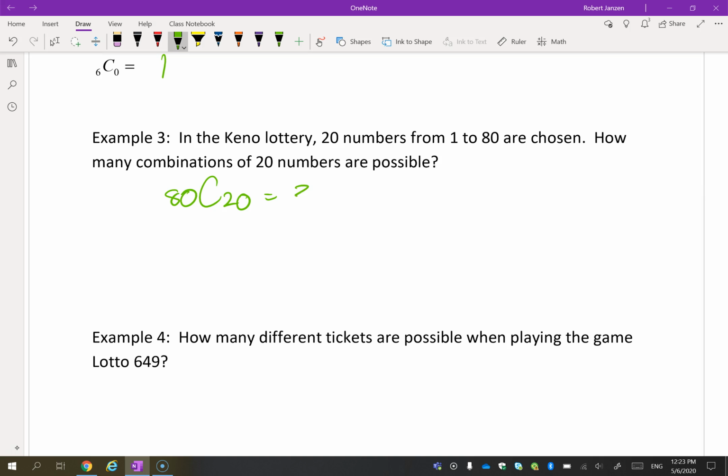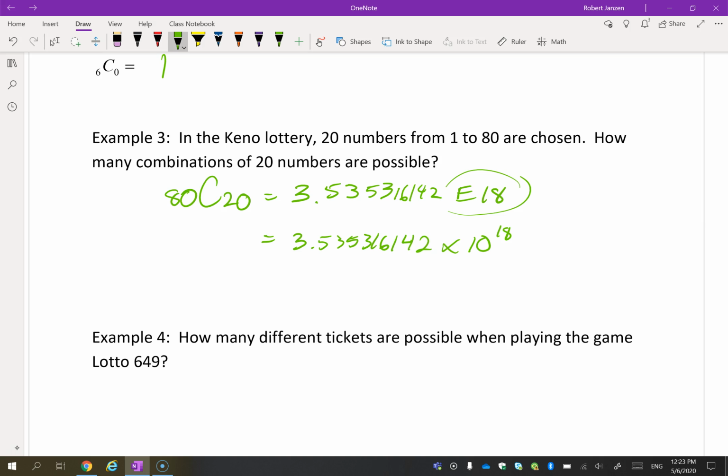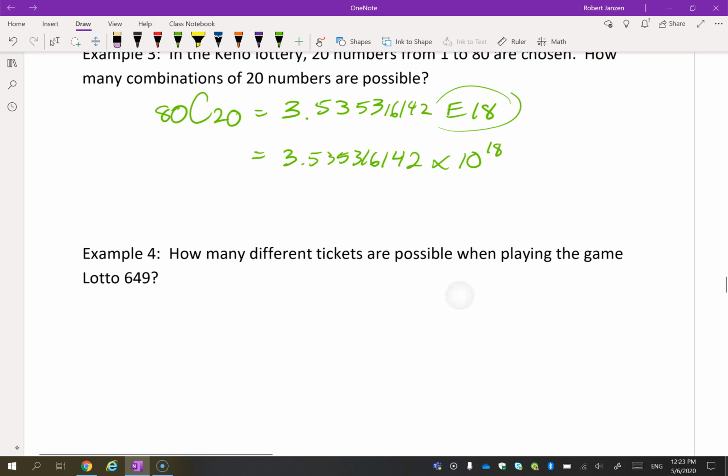So here's what my calculator says: 3.5353161 42 e to 18. What does this mean? If you leave that in your answer on the test, you will not get the right answer. This means 3.535316142 times 10 to the power 18. In other words, we should move this decimal 18 times this way. Okay, so it's a pretty big number. That's scientific notation.